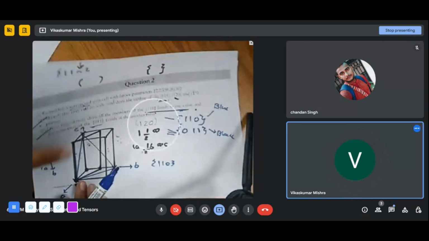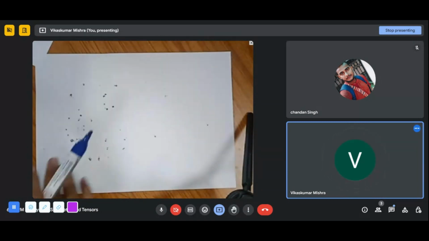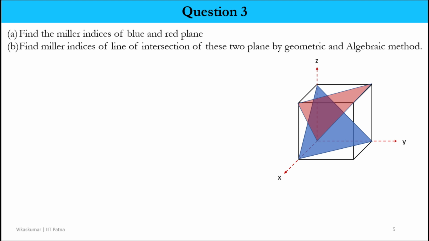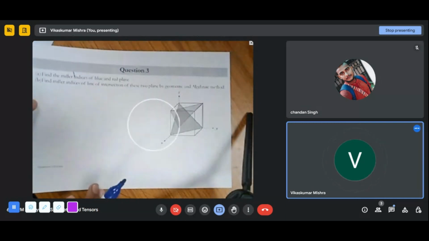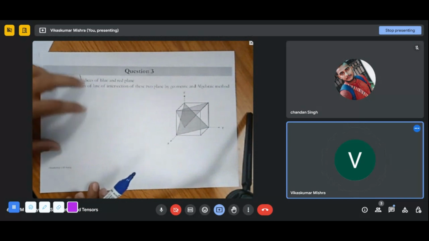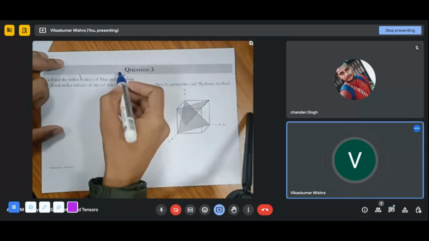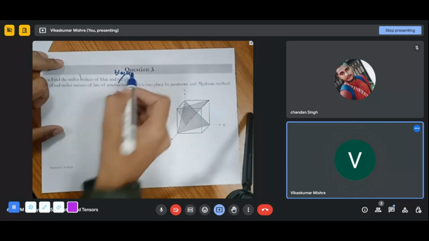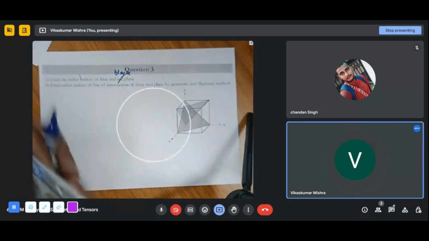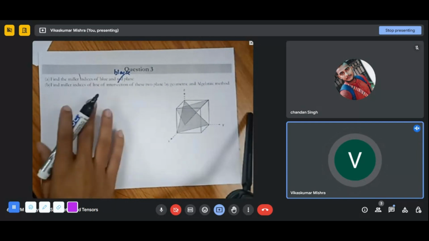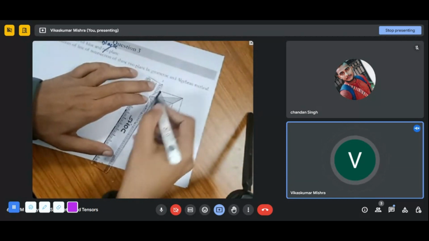Now let's go to question number 3. The first two questions we have solved. This is our question number 3. We need to find the Miller indices of the blue and red planes. Instead of red, let me mark the black, as I don't have red color right now. I will take blue and black. They are the two planes associated with it over here. Let's take the first one, this particular one, to be the black one.